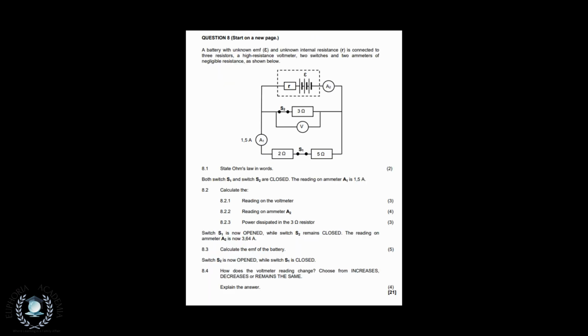Now getting to the meat of the question paper in terms of electric circuits. We're going to get to question 8, and question 8 starts with 8.1, which again is a definition, and ends with 8.4, and it is a total of 21 marks. So let us begin with it.